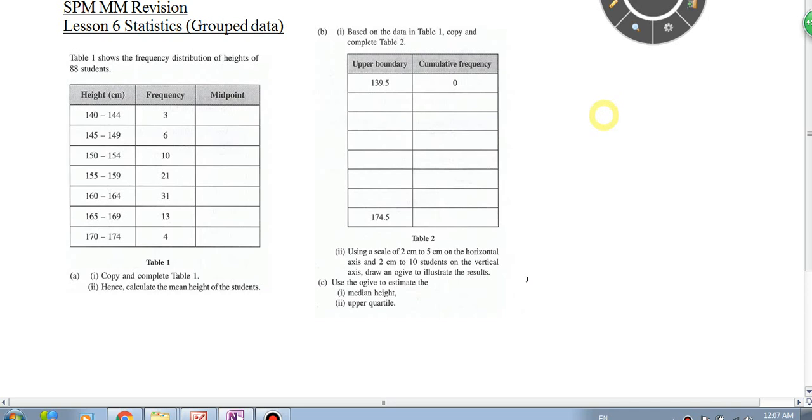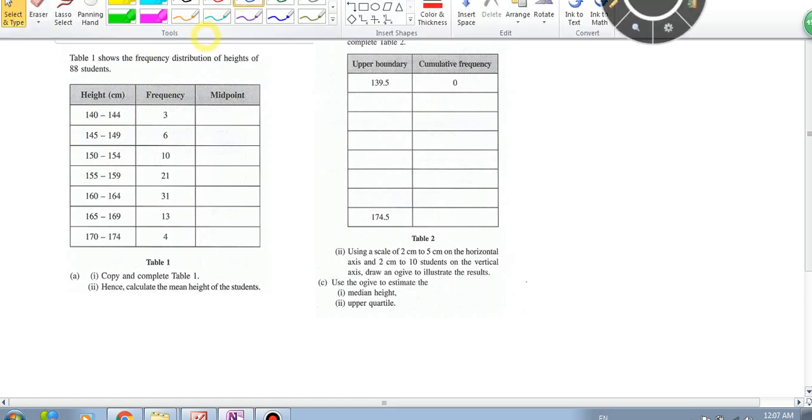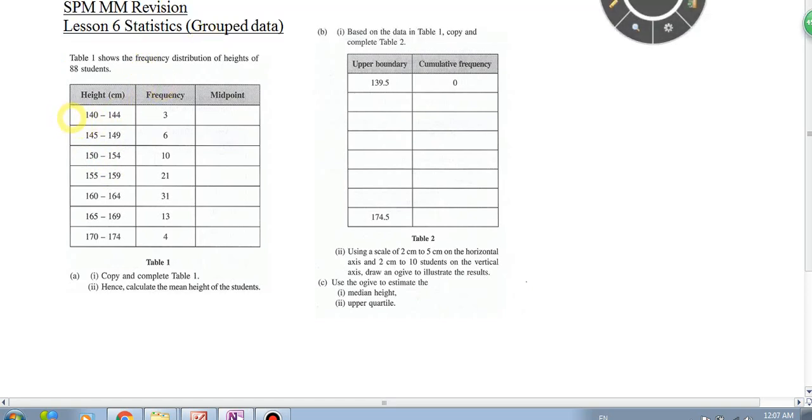In lesson number 5, I talked about statistics but only concentrated on ungrouped data. Now, still the same topic, statistics, but I will go to grouped data. So what does grouped data mean? You see, now you have groups of data. This type of data, we call grouped data. Then you see how many groups we have here: 1, 2, 3, 4, 5, 6, 7, right?